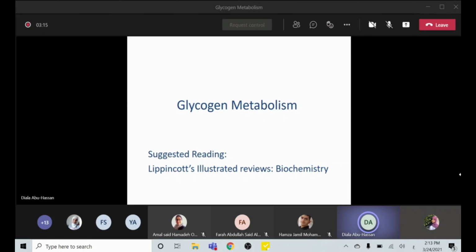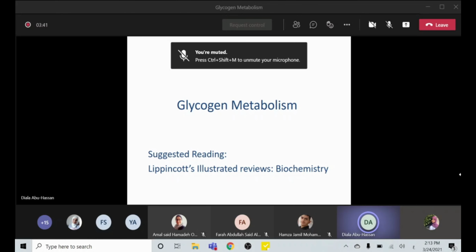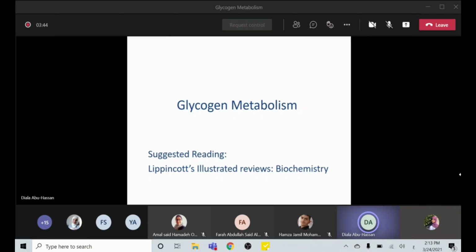يعني لما جسمنا بيحتاج طاقة for whatever purpose, we're going to break down glucose to produce energy. And whenever we don't have glucose, we may rely on other sources, okay? So now, if I have excess glucose, for example, after a carbohydrate-rich diet, what would happen to this glucose? Is it going to get stored as glucose? The answer is no. We're going to store it as glycogen. That's why we're going to discuss, inshallah, the synthesis of glycogen.